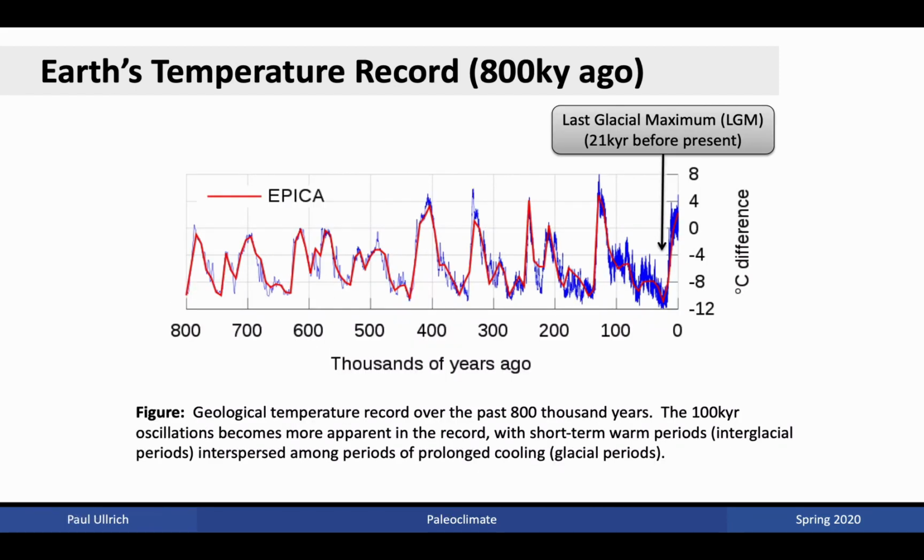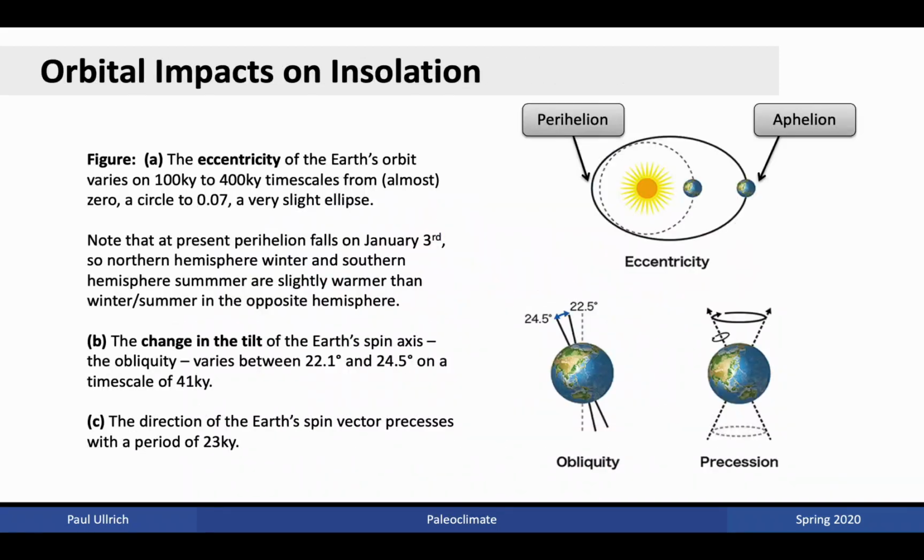Throughout the Pleistocene, we saw again this transition between glacial and interglacial periods. Examining the period of these oscillations, we find that over the 800,000-year record there was approximately 100,000 years between peaks. That is, there was a period of about 100,000 years associated with this flip between glacial and interglacial periods. The reason for this can be traced back to variations in the Earth's orbital parameters. In particular, there are three key characteristics of the Earth's orbit that play a role in the amount of insolation the Earth receives.